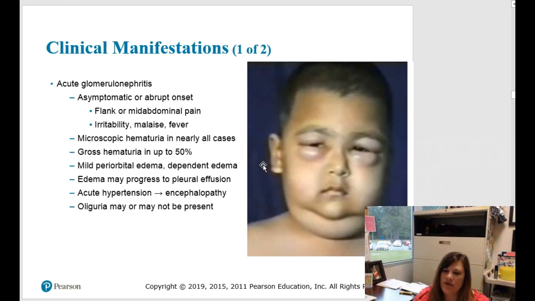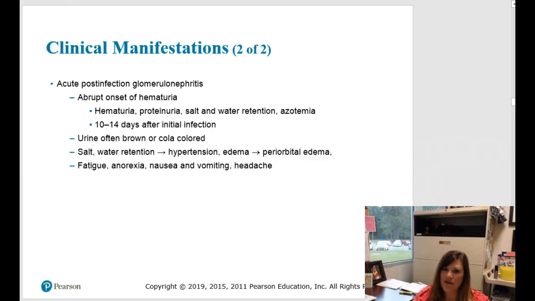With acute glomerular nephritis, it can be asymptomatic, or you can have an abrupt onset of flank pain or mid-abdominal pain, irritability, malaise, fever. Hematuria, microscopic hematuria, is present in almost every case, and gross hematuria can be in up to 50% of cases. So the edema, like I said, can be dependent edema, so it can be all over, or it can be in the eye area. And acute hypertension that can lead to encephalopathy can also be present, or oliguria may or may not be present. So oliguria, y'all know that means a scant amount of urine, a small amount of urine, right?